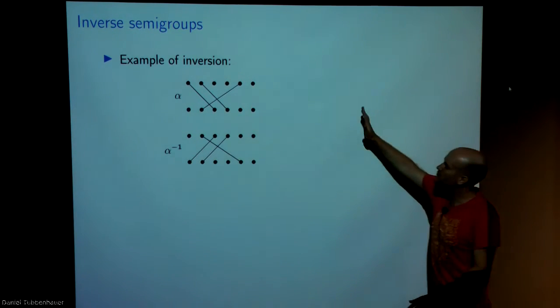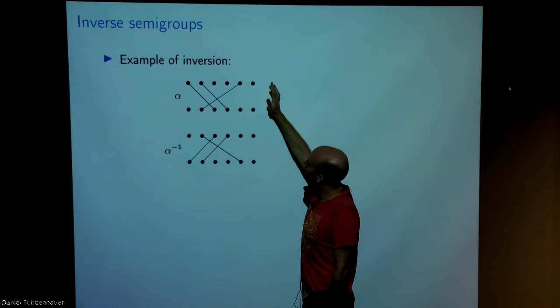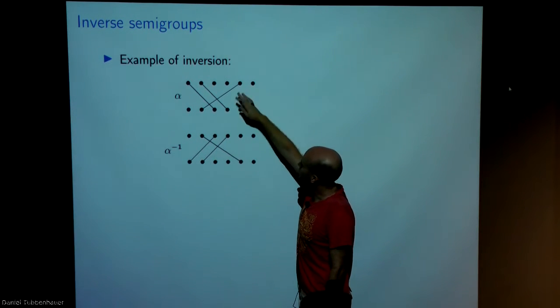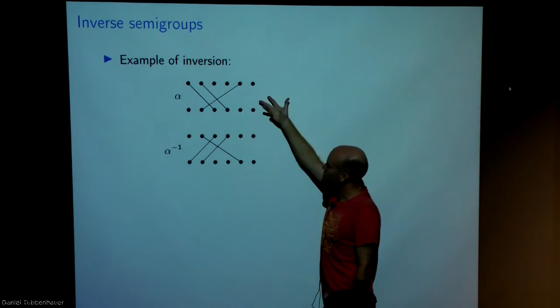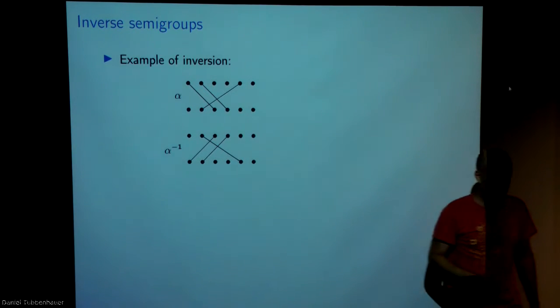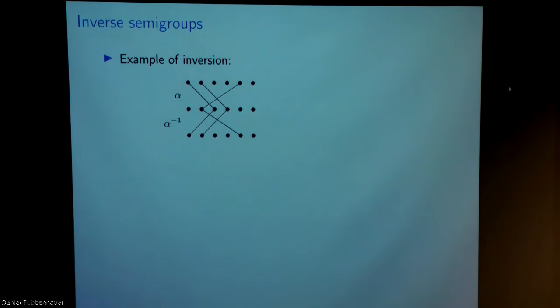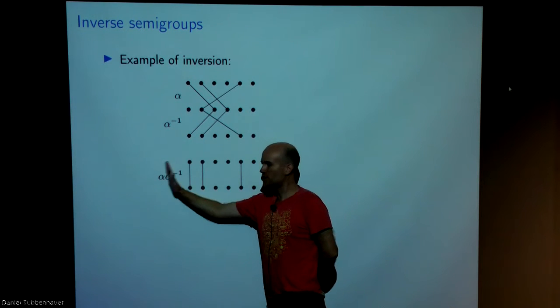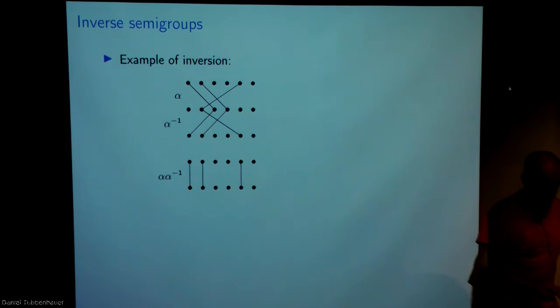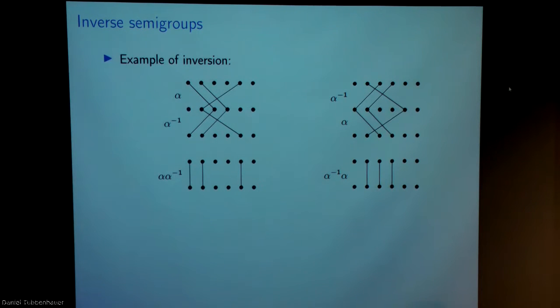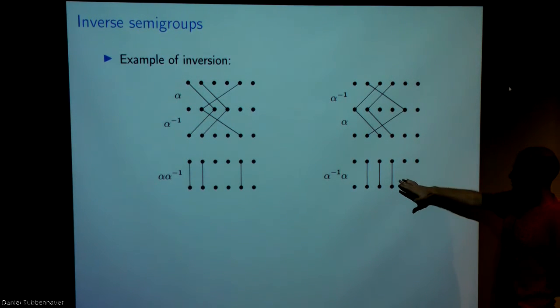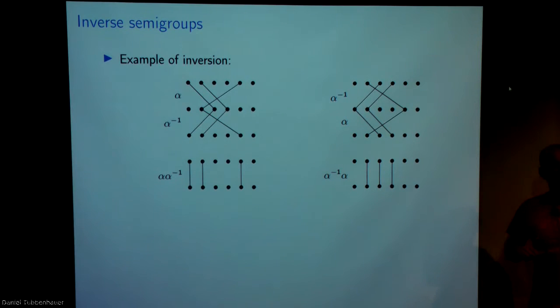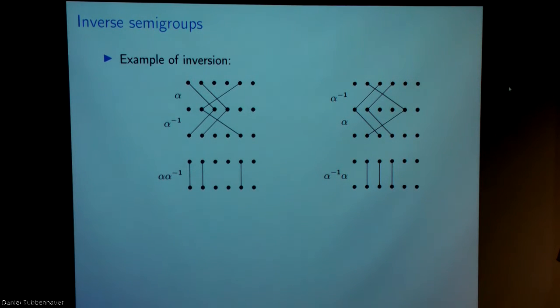Here's a perfectly good partial bijection. Here X is just the set 1 to 6, and this map sends 1 to 3, etc. Its inverse is just it reversed. And if we compose these two, just like usual, you follow the lines through, and you'll get this map. So that's alpha alpha inverse. Generally, we're composing from left to right, and you get this. If we compose in the other direction, alpha inverse first, we get this thing. So you can see this is an example where these two compositions are not equal.